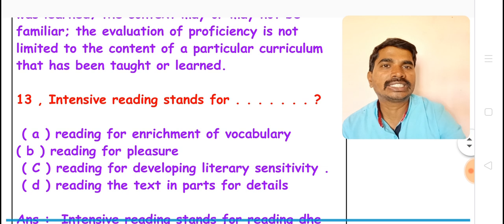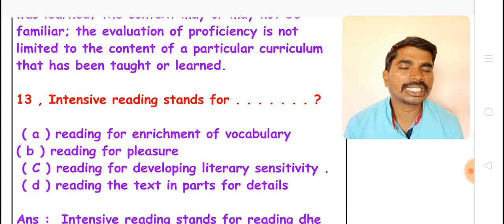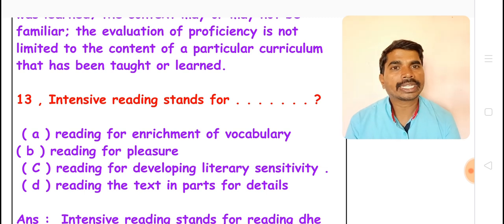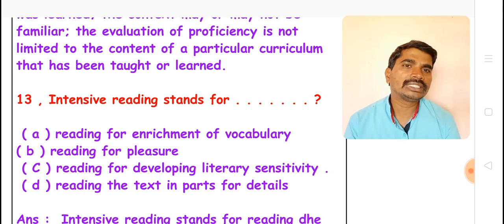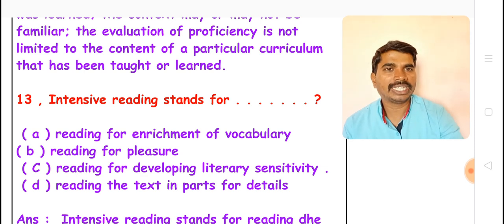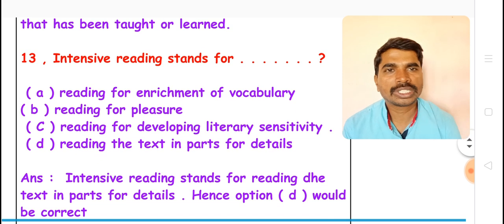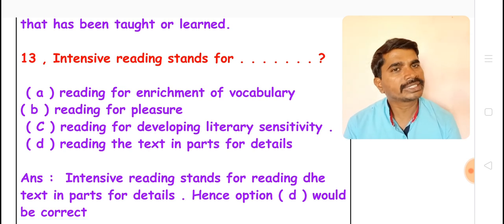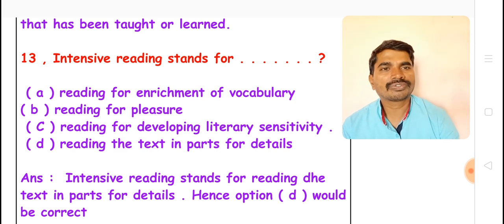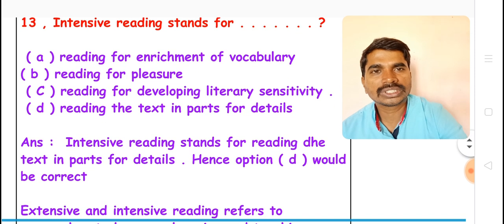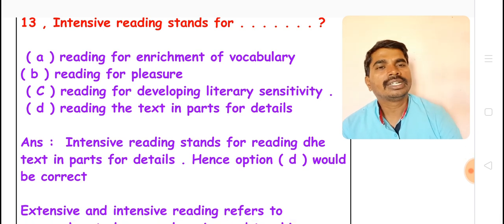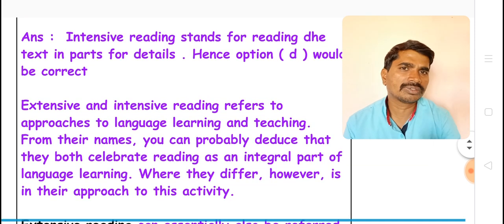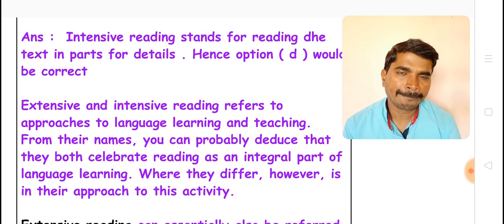Next question, what intensive reading stands for. There are two types of reading, intensive reading and extensive reading. Let's see. Intensive reading: for the enrichment of vocabulary, reading for pleasure, reading for developing literary sensitivity, or reading the text in parts for details. Out of the given options, D is the right answer. To get the details, we use intensive reading. Let's see what intensive reading and extensive reading are.